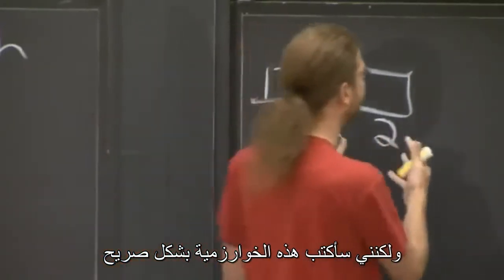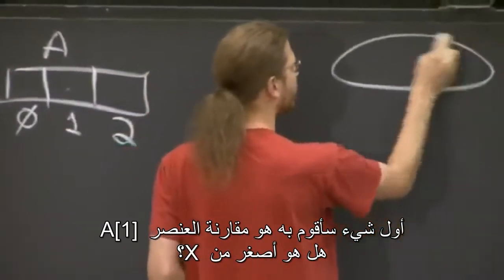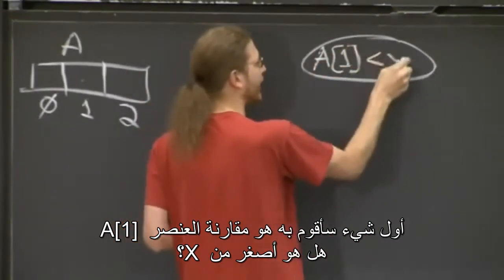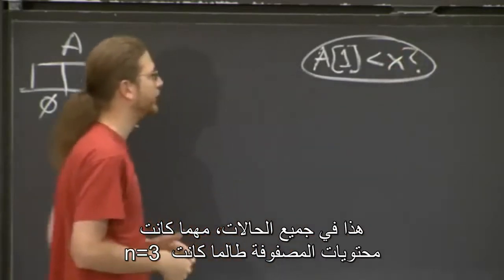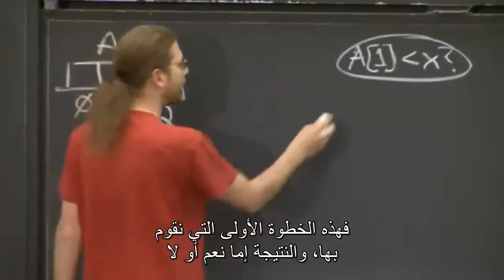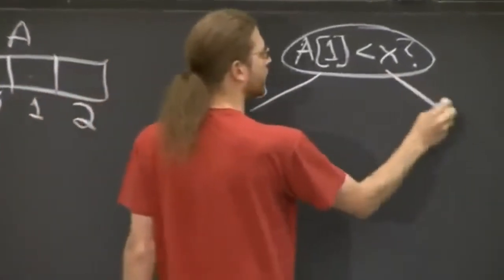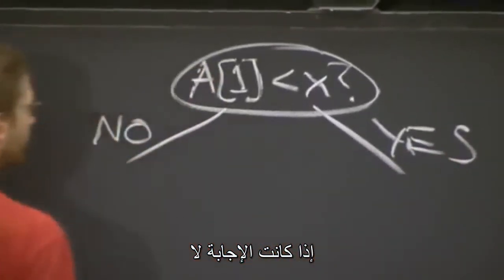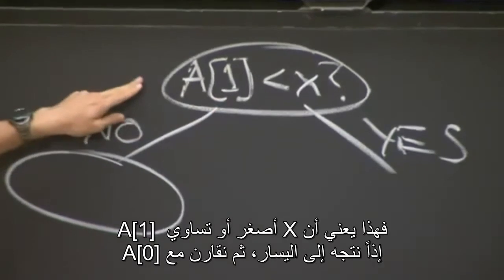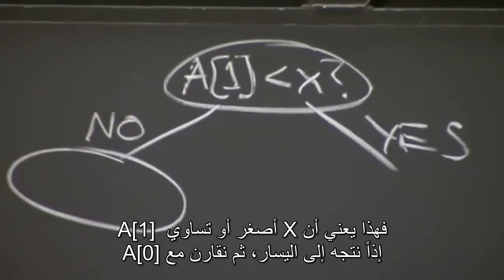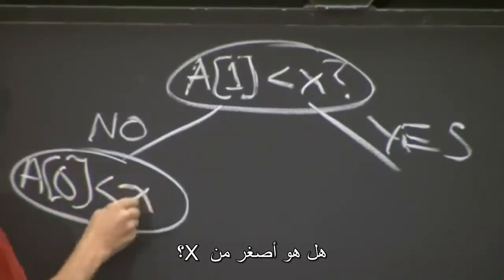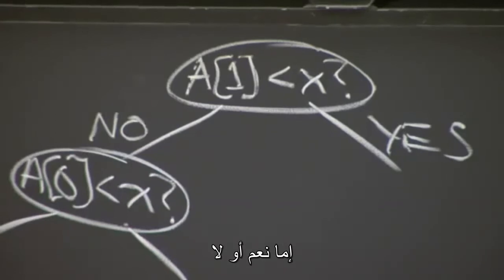But I'm going to write out this algorithm explicitly. First thing I do is compare, is A1 less than X? That's in all cases, no matter what the array is, as long as n equals 3, this is the first operation you do. The answer is either yes or no. If the answer is no, that means X is less than or equal to A1, so it's to the left. Then we compare with A0. We say, is A0 less than X? The answer is either yes or no.